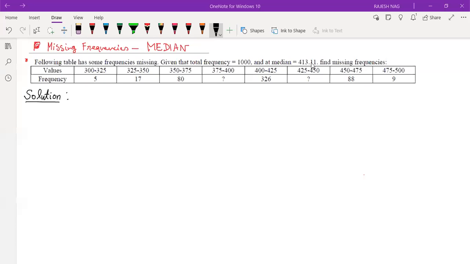Median is known to you, 413.11. Total frequency is 1000. That is also known to you. You have to find these two question mark frequencies. Okay, so let us start. At the beginning, we assume the first question mark value is x and the second question mark value is y, just for assumption, so that we can find these two missing frequencies.